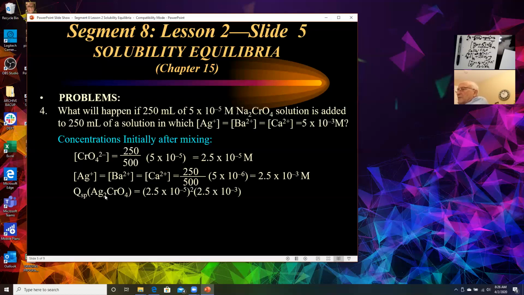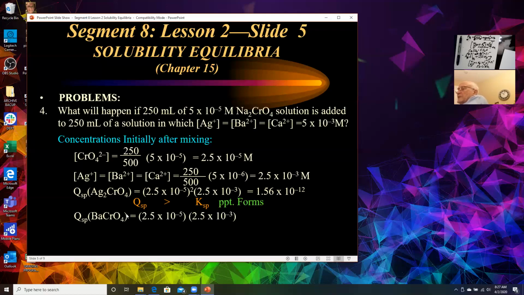So let's calculate QSP for each one of them. The QSP for the silver chromate, I'm going to take the silver ion concentration and square it. Remember, it's got 2 silver ions, so I'm going to square the silver ion concentration. And the chromate ion concentration is 2.5 times 10 negative 5. If I do the math, I get 1.56 times 10 negative 12 for the QSP. So QSP is greater than the KSP for silver chromate. So yes, we will get silver chromate precipitating.